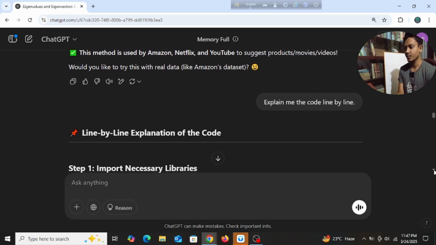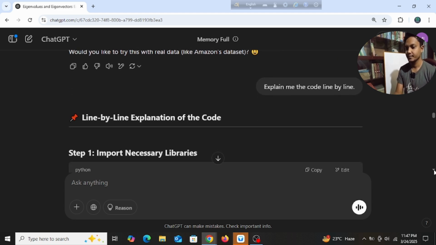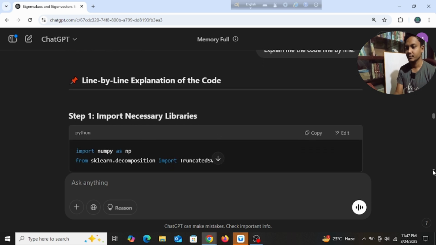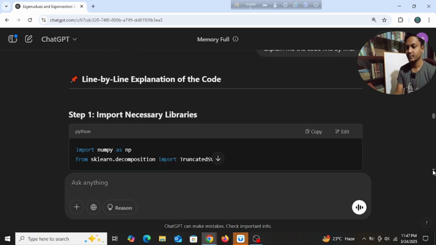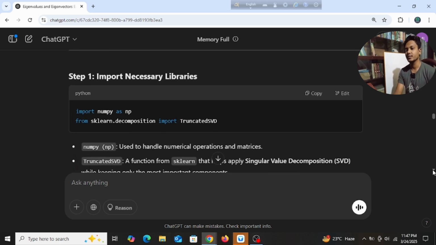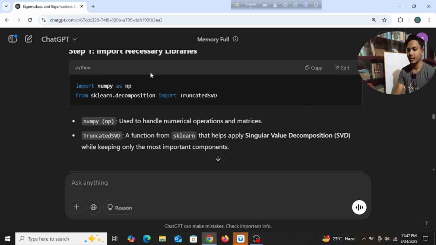Okay, explain me the code line by line. I said to explain it. So you see, import necessary libraries. So Python's inbuilt libraries or modules are being imported here. So you see NumPy and from sklearn.decomposition import TruncatedSVD. So if you have enough idea about this, okay.